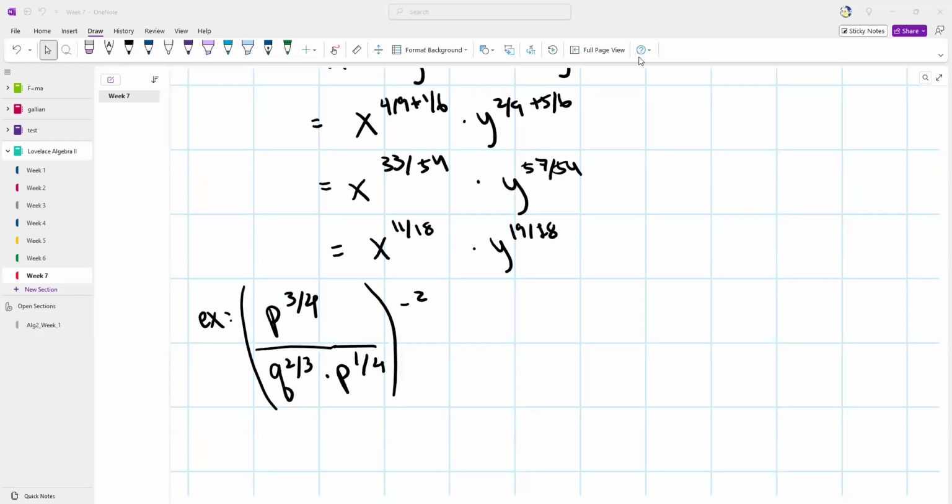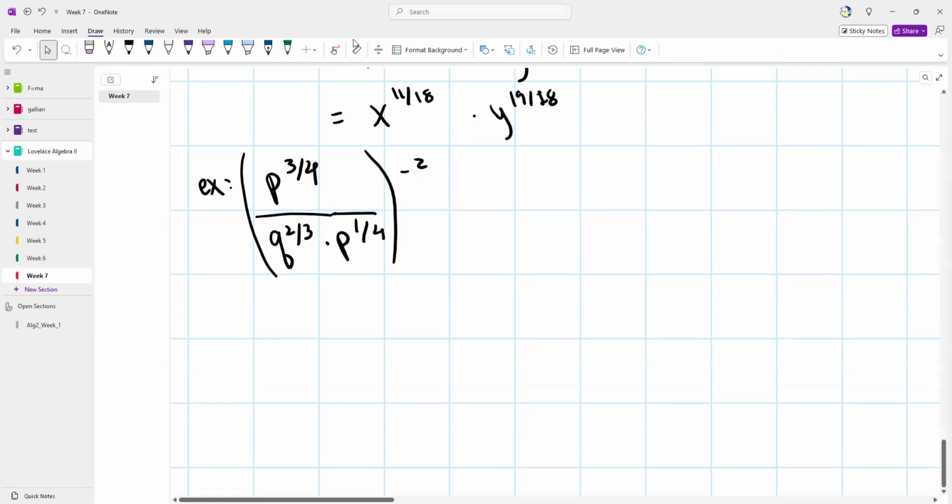Okay, so let's go over the question now. The first thing we do is see that p and p have the same base, so it's very natural for us to want to cancel it out. Before we expand an exponent especially, the first thing we should do is see if we can simplify the inside enough.